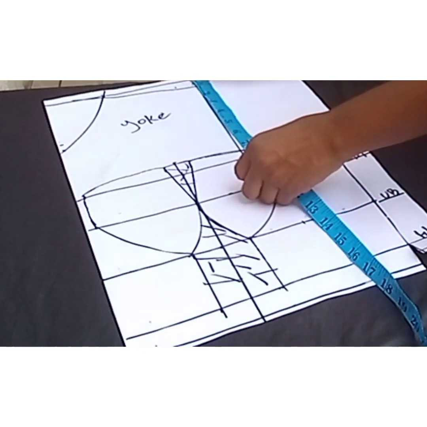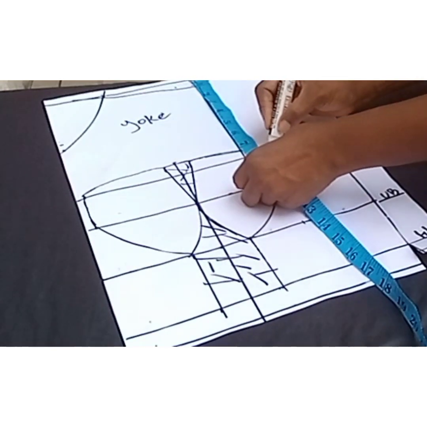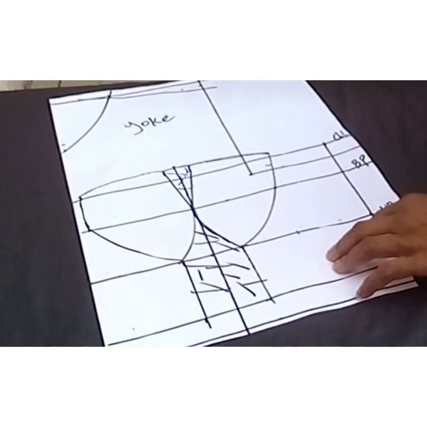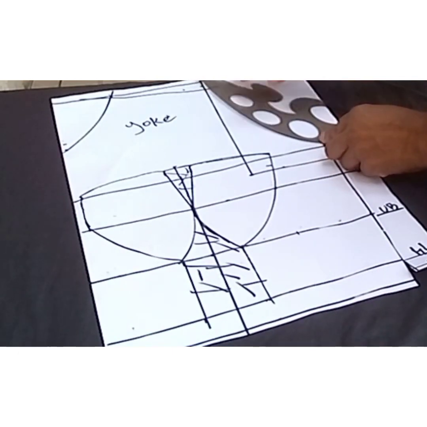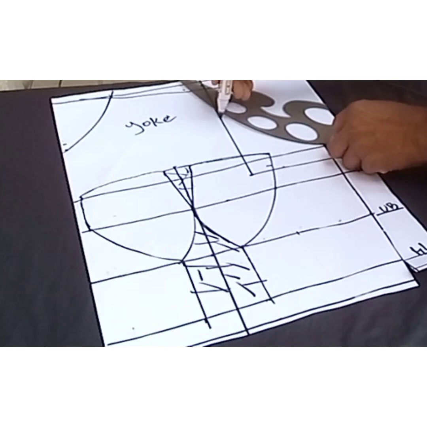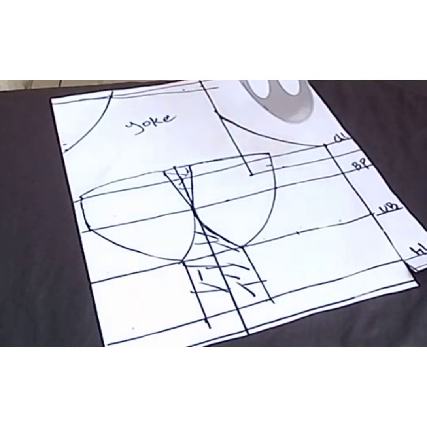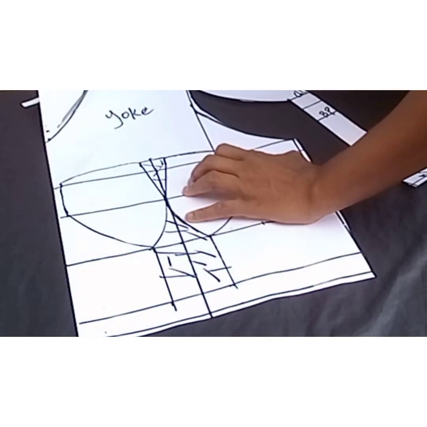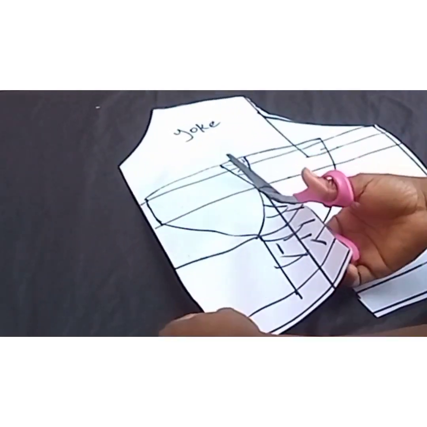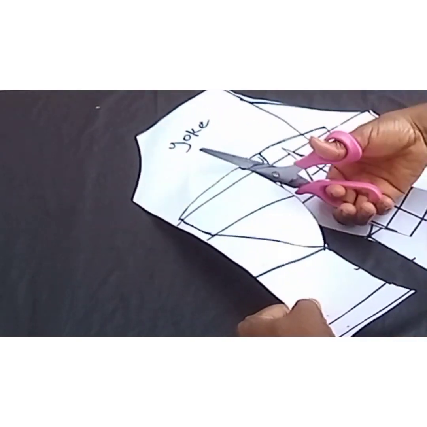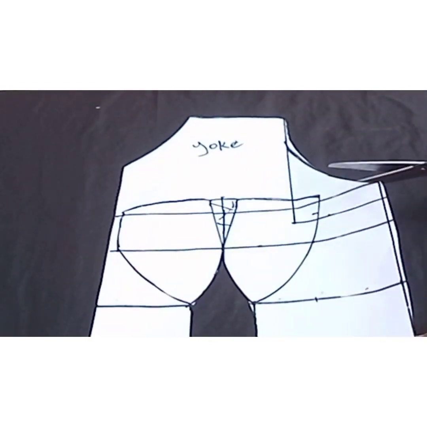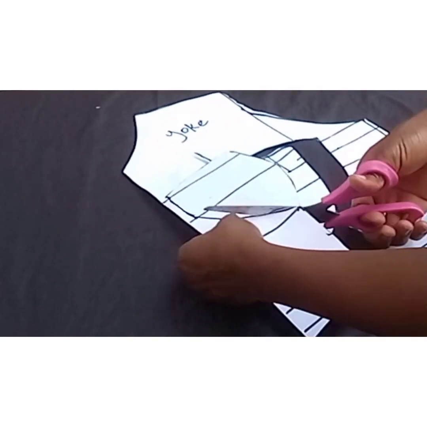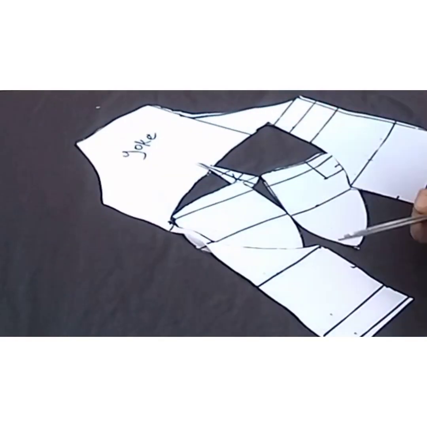So from the midpoint, you're going to connect your curve rule, right? So with my curve rule, I'll start from the midpoint of the armhole and connect it down to where the bust stop. Okay, so I'll draft cut it. Now I've cut that out.